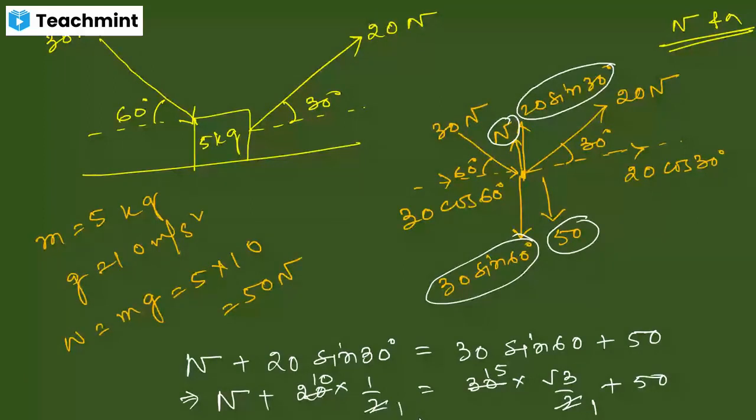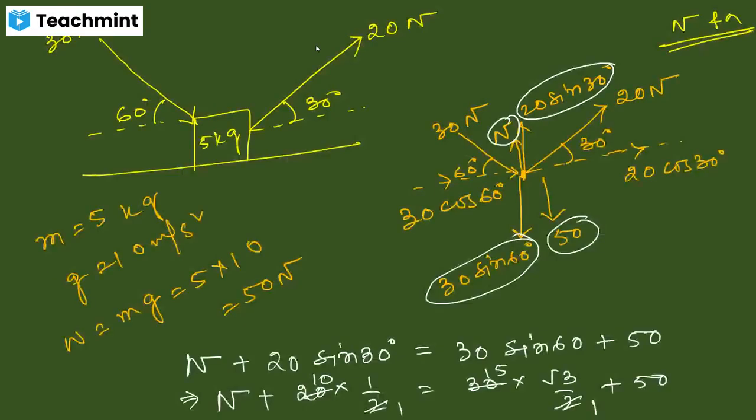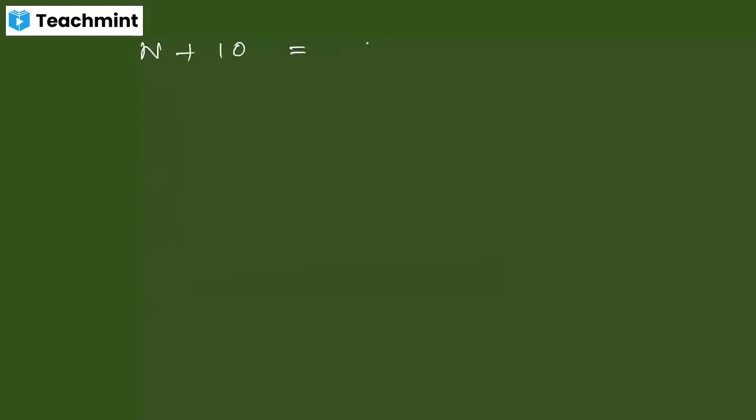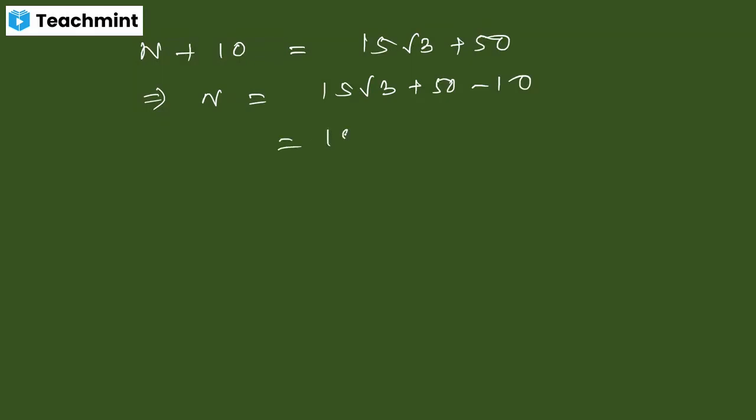Now we are just moving to the next slide. Now this is N plus 10. It is equal to, I think, 15 root 3 plus 50. Right? So it is 15 root 3 plus 50. So N will have a value of 15 root 3 plus 50 minus 10. So it is 15 root 3 plus 40, that much Newton, right?